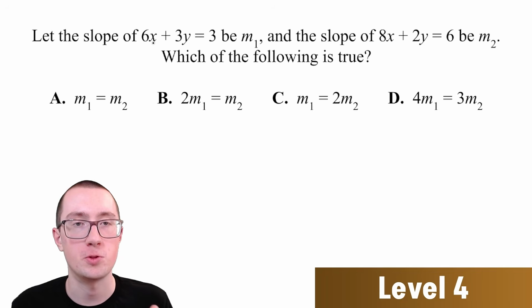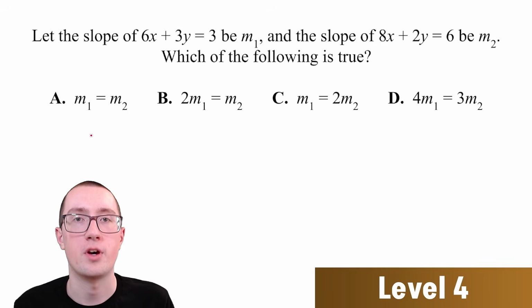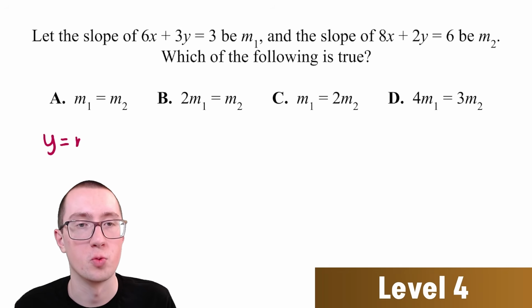So for this one, we have two equations. We have 6x plus 3y equals 3, and 8x plus 2y equals 6. And we have the slope of the first one is m1, and the slope of the second one is m2. So based on that, we have to decide which of these equations is true. But I don't really see how we can find that out unless we know what the slopes of both of them are.